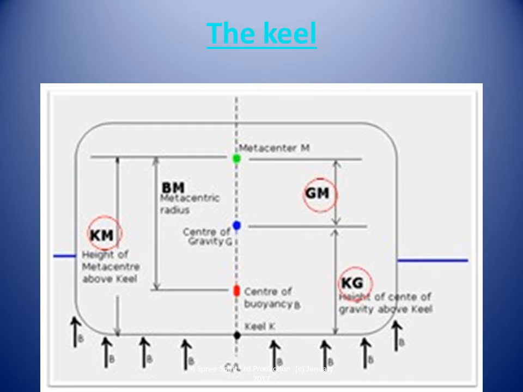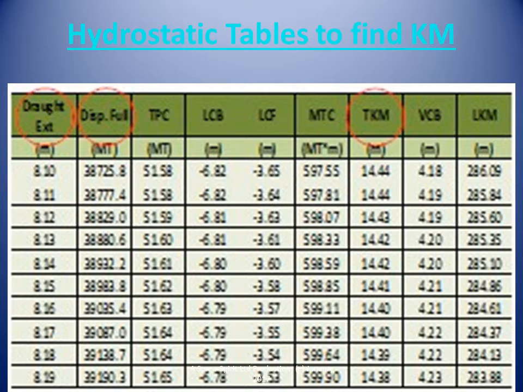The keel, K, is fixed and is used as a reference in some ships. Distance is used in stability calculations. The height of M above the keel is KM. The height of G above the keel is KG. Here is a typical hydrostatic table for a big ship. Let's take a look at the parts we use to calculate GM.